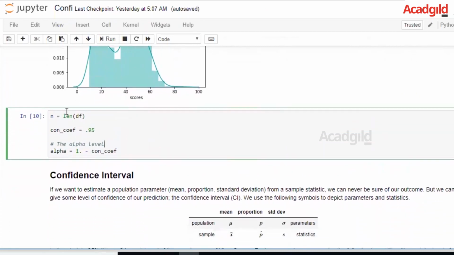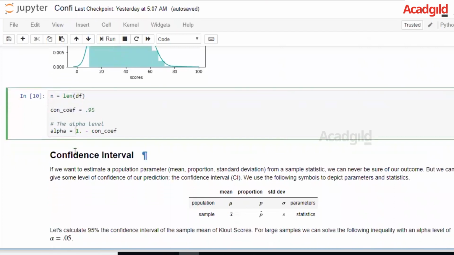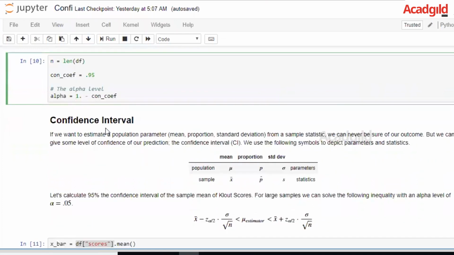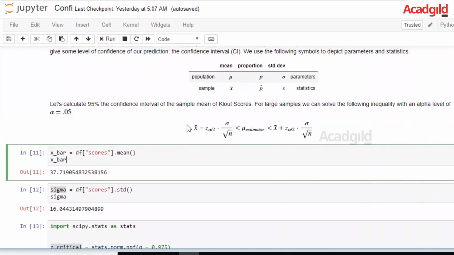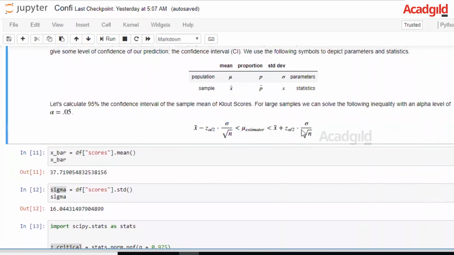Here I have also taken the length of our data and saved it as n, and the level of confidence is 95%. So we can consider 95% over here, and the alpha level will be 1 minus the confidence level, that is 0.05. So this is a basic representation of how our confidence interval is.